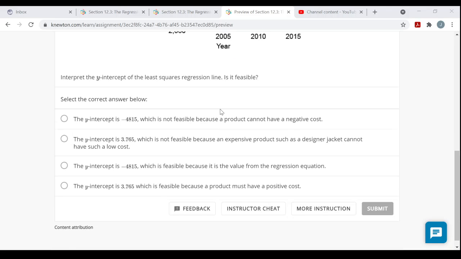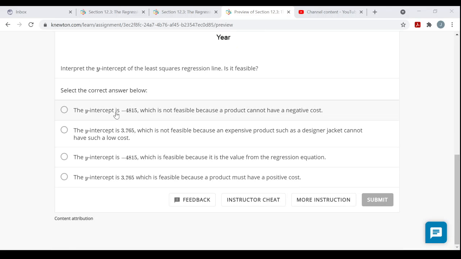But they're asking us to interpret the y-intercept. Again, the y-intercept is either the first or the third one, negative 4,815, which is not feasible because, again, a product cannot have a negative cost. It doesn't make any sense to talk about interpreting the y-intercept here.